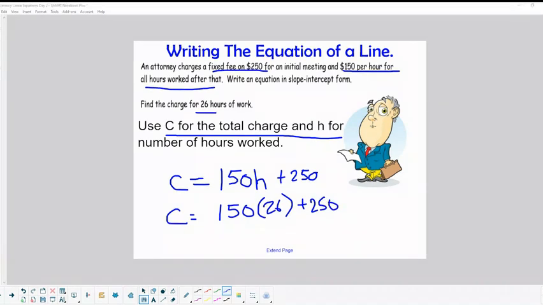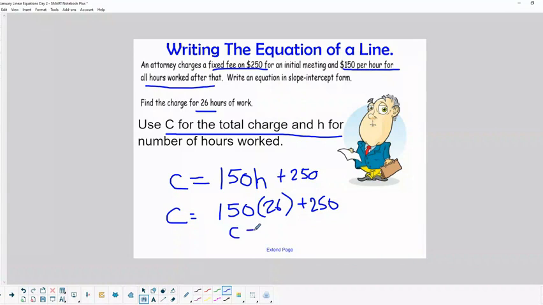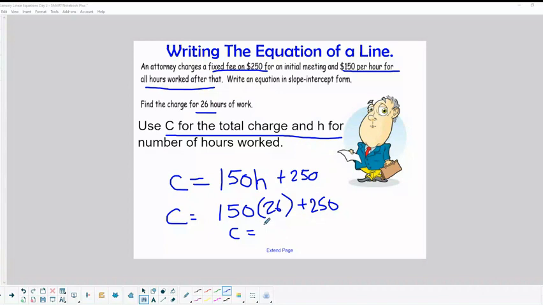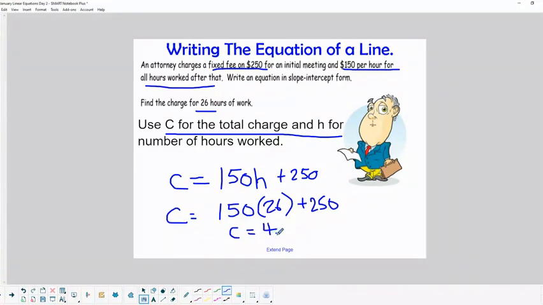So let's grab our calculator and let's figure that out. So we'll pull that over here. So 150 times 26 equals, and then we've got to add on the 250, that extra fee. So it's going to cost, if you want to talk to him for 26 hours, let's double check that. That was $4,150.